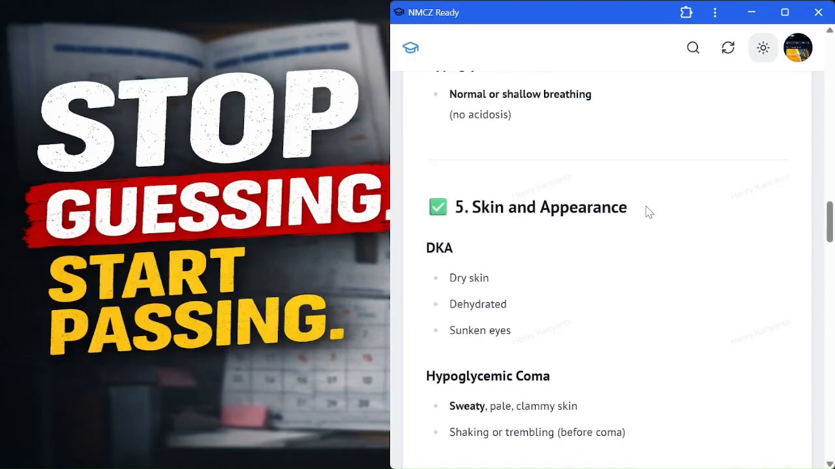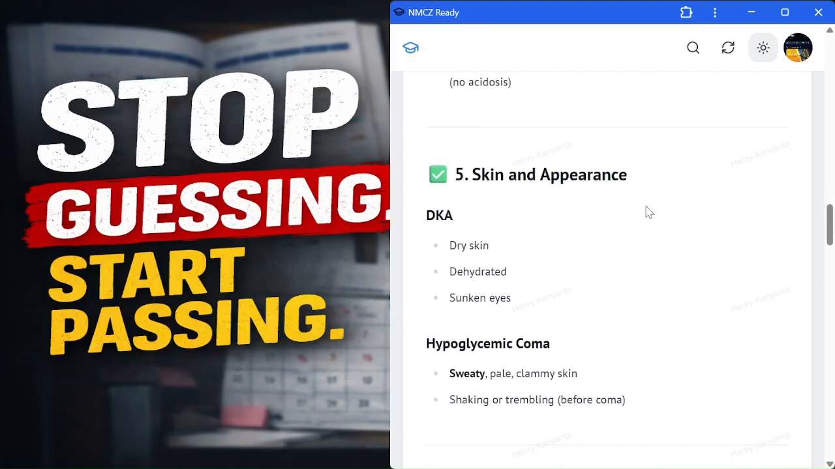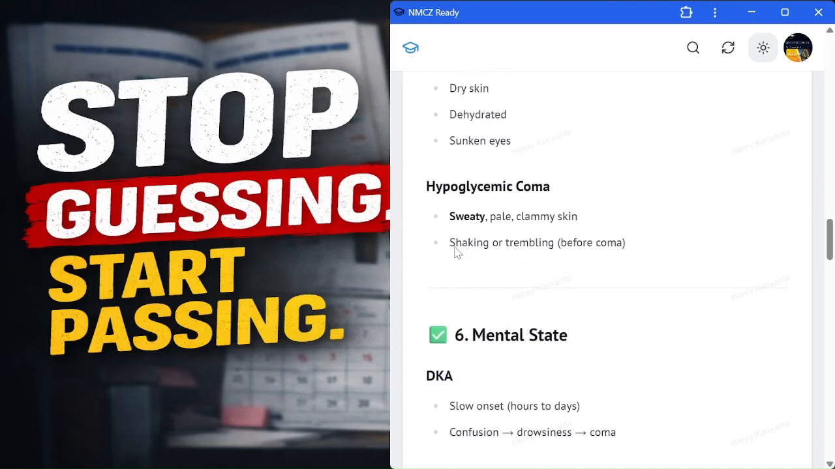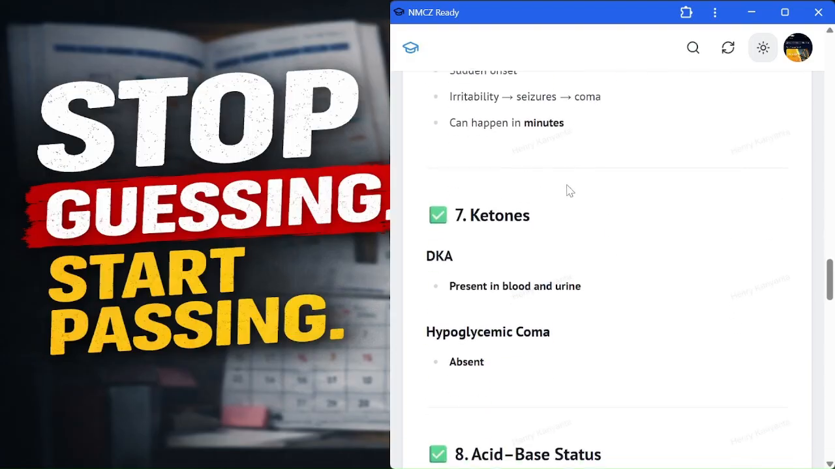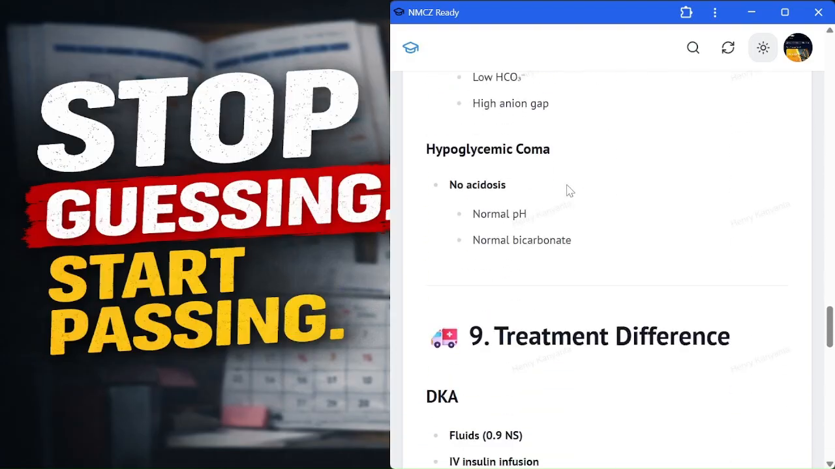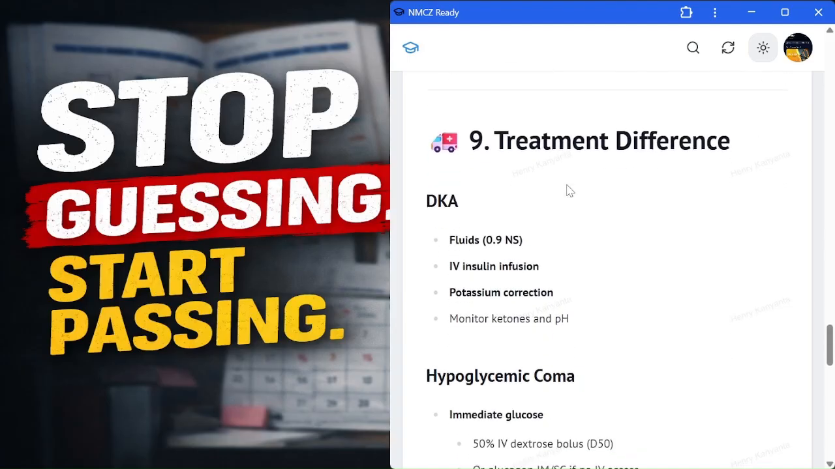And lastly, we have got the skin and appearance. As a difference, in hyperglycemia, there is dry skin, dehydration, and sunken eyes. While in hypoglycemia, there's sweaty pulse, clammy skin. So shaking or trembling may also be visible before the coma. Then we have other differences like the mental state, the ketones, the acid-base status, and the treatment differences.